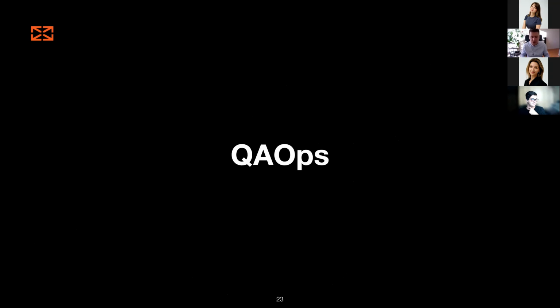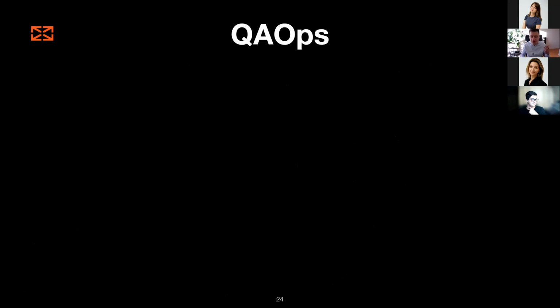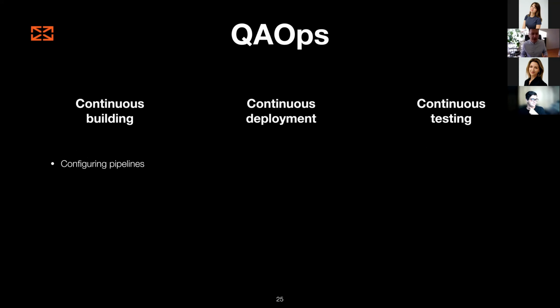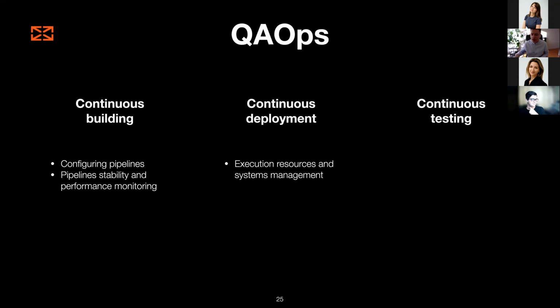And here we have QAOps. So basically, QAOps is a subset of the DevOps procedures, which focus on continuous building, deployment, and testing. For building, QAOps works with configuring pipelines, and with the stability and performance of these pipelines. For deployment, QAOps focuses on managing resources and systems used for test execution.